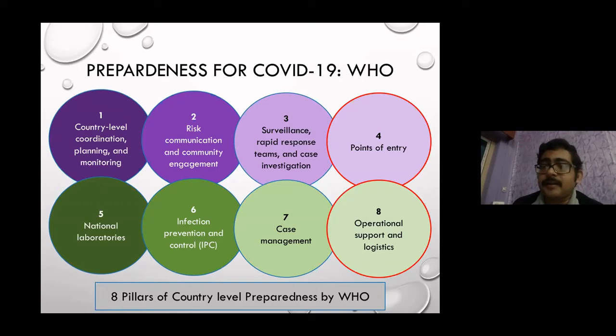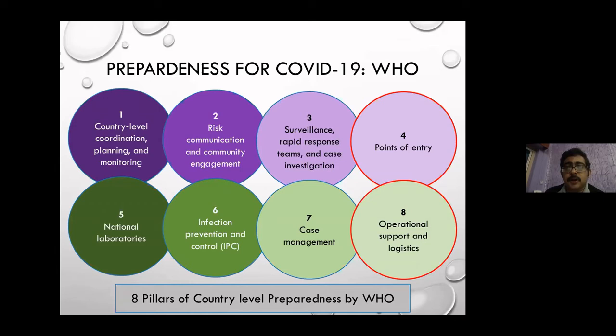But next is the point of entry. Most of the countries did not stop the point of entry, which was international travel, until they were forced to do so. So if in January we would have stopped the entry of international flights and mobility, then India could have shown the world a better way of responding to COVID-19. The national laboratories have been performing to the best of their potential in going for diagnostic tests and other measures. Infection prevention and control has been widely evaluated, and most of the state governments, municipalities, panchayats, and small institutes are trying their best.